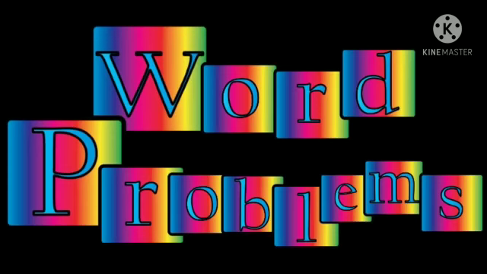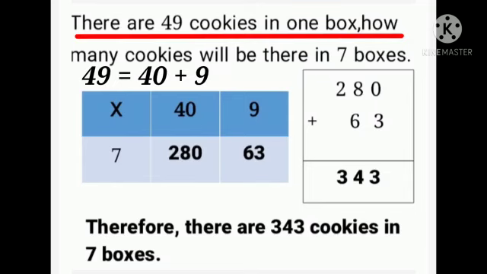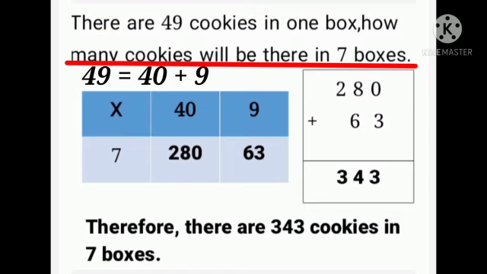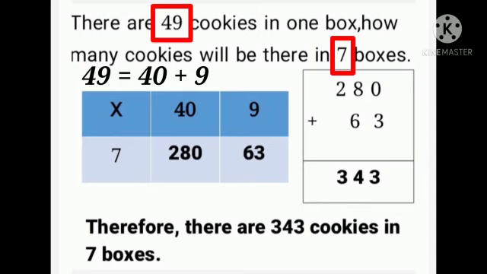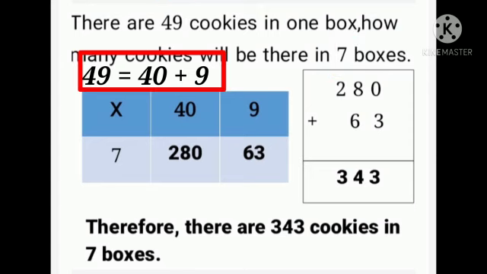Now let's move on further. Let's solve some word problems. There are 49 cookies in one box. How many cookies will be there in 7 boxes? So we have to find out the number of cookies in 7 boxes. Two numbers are given to us, 49 and 7. First we will expand the 2-digit number, that is 49. So 40 plus 9. Now let us arrange them in the columns and let's start multiplication.